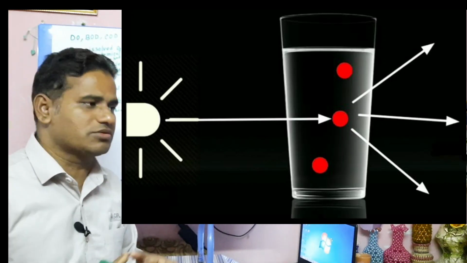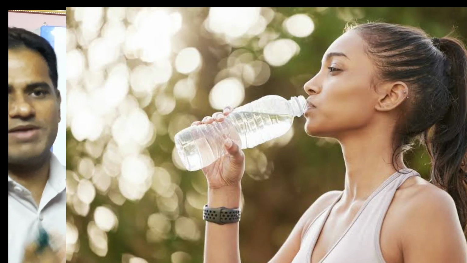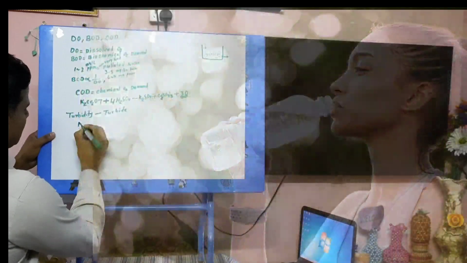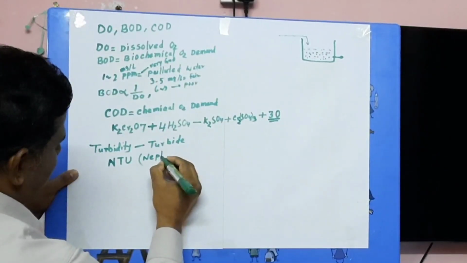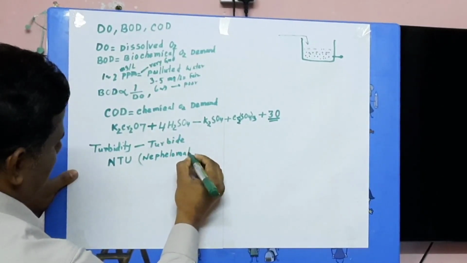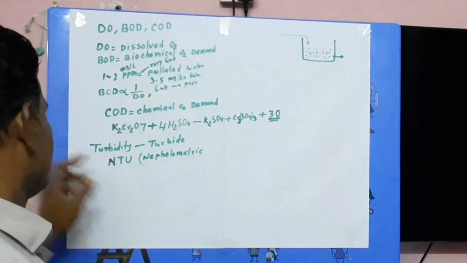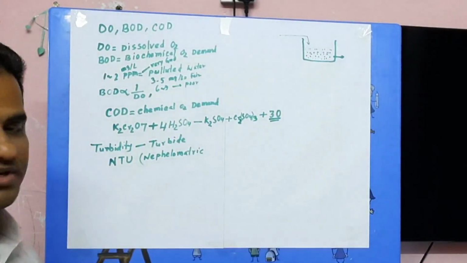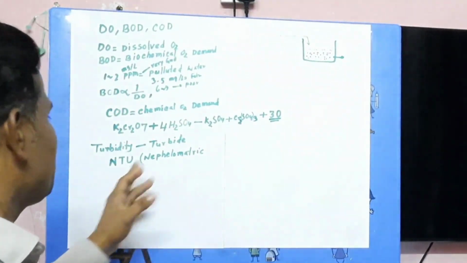Drinking water also has turbidity. Drinking water turbidity maximum is 5 ppm. You should drink water with less than 5 ppm turbidity. Turbidity unit is NTU. N means nephelometric, so NTU means nephelometric turbidity units. There are 2 types of turbidity units. One is called turbidity unit meter, another is called nephelometric turbidity unit.